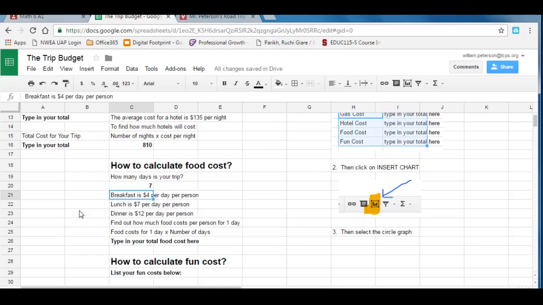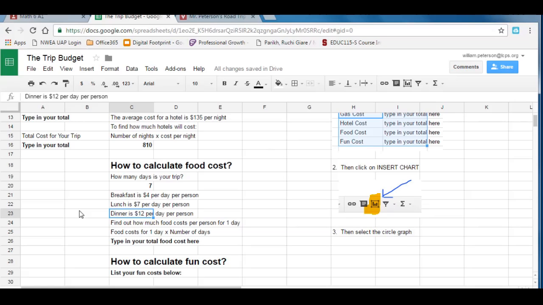These calculations are the average per person costs for each one of these categories. So for breakfast, it's going to be about $4 per day per person. For lunch, it's $7 per day per person. And for dinner, it is going to be $12 per day per person. So for one day, if I add up these costs, 4 plus 7 plus 12, it's going to cost $23 for food for one day for one person.